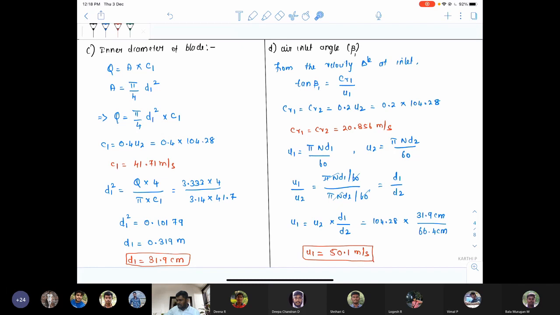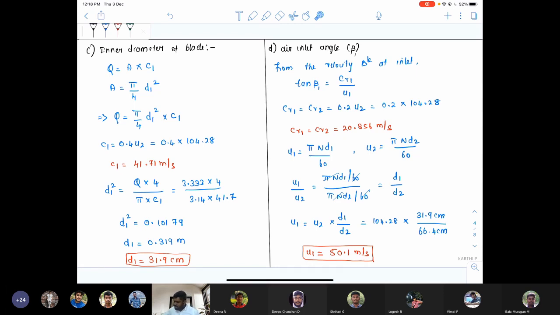See, I have used centimeter and I have written meter per second. If you convert this equation in terms of meter, it will get cancelled. Okay, so that is why I have used centimeter, the direct value in terms of centimeter. In case you are using meter too, it will get cancelled. Okay, therefore U1 is equal to 50.1 meter per second.